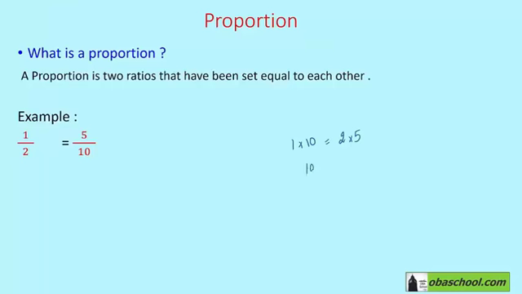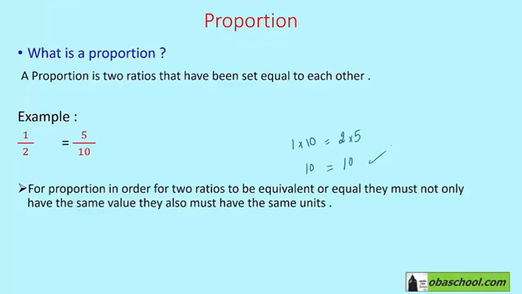Another example might be 1 times 10 is equal to 2 times 5, since both are 10. So, it is basically leading to the final amount, to the final ratio. For proportion, in order for two ratios to be equivalent or equal, they must not only have the same value, they also must have the same units. So, it does not only depend on the value, there should also be the same units.